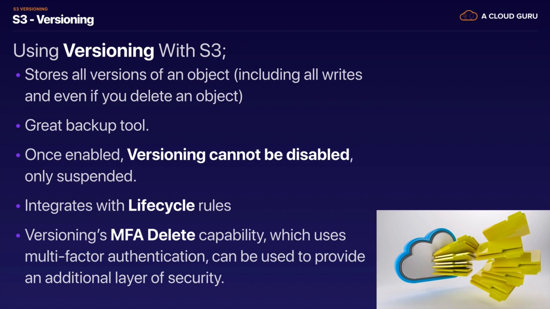And versioning also comes with MFA delete capability, and this basically uses multi-factor authentication, which can be used to provide an additional layer of security to stop people from going in and accidentally deleting objects. So to permanently delete something, you would need multi-factor authentication to do that. So this is a lab. Let's log into the AWS console and have a look at versioning.